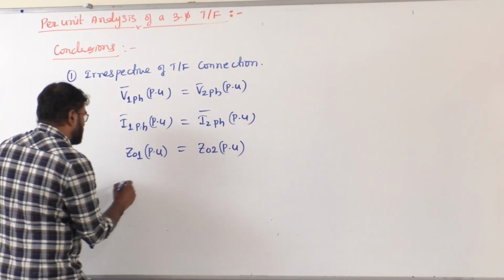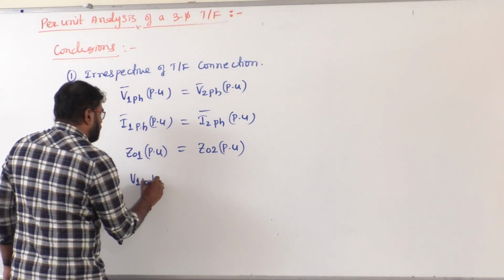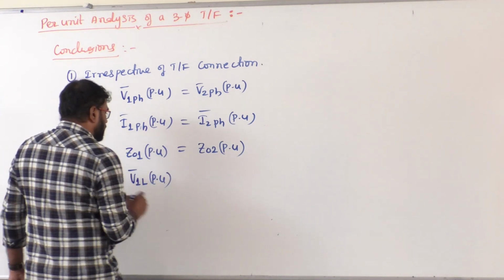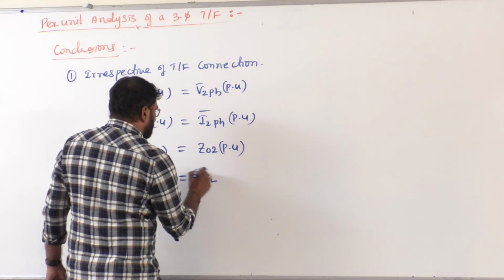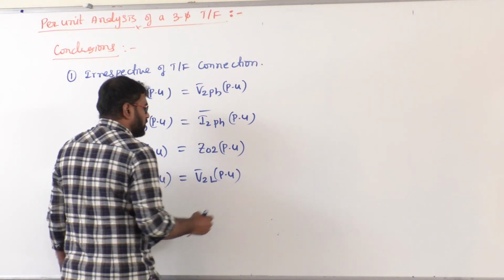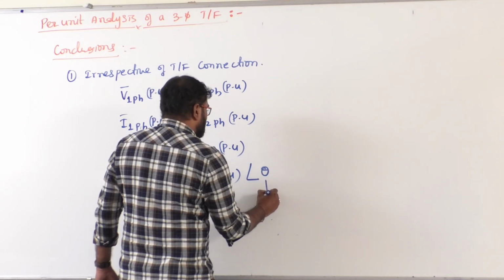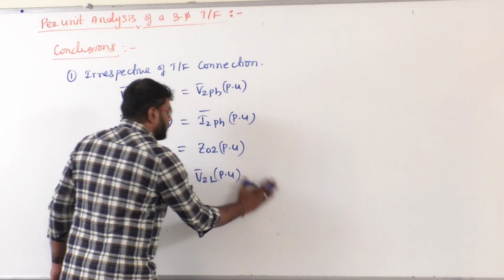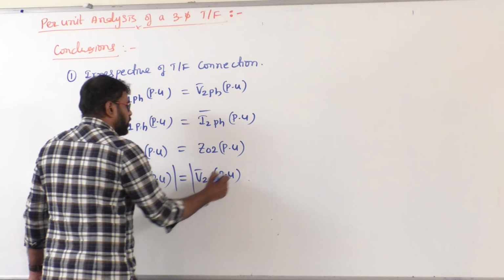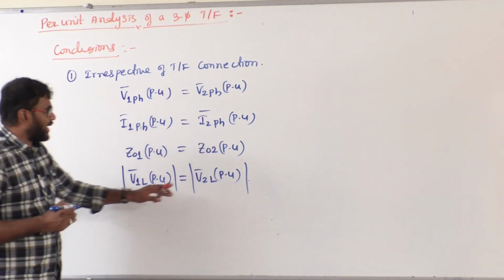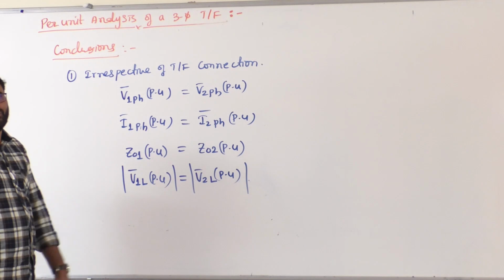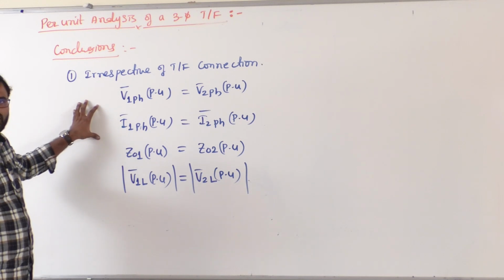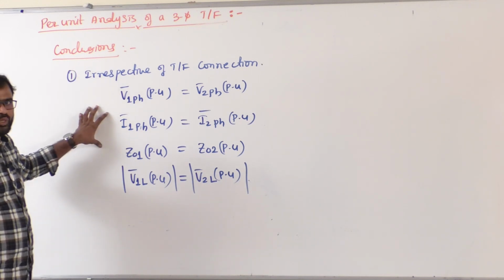Okay. Now, apart from this, sir, V1L per unit equals V2L per unit, but having some phase angle theta. But this theta depends on the connection. So that's why it is better to write this. Irrespective of the connection, the magnitude of the line voltage in the primary and the magnitude of the line voltage in the secondary are the same. Okay. Clear? So these are the conclusions we have drawn from our 3-phase transformer per unit analysis.